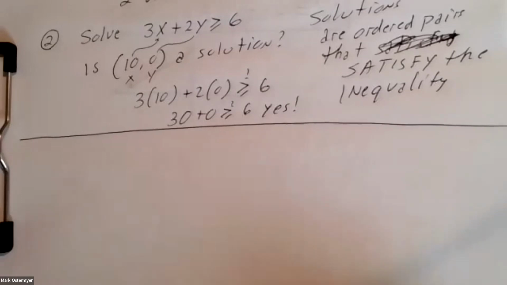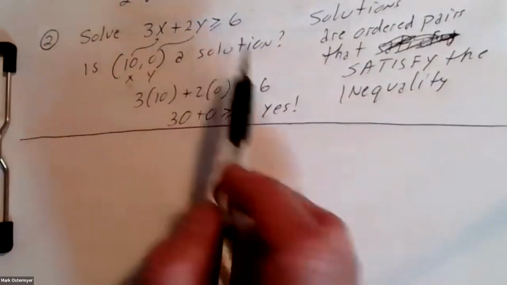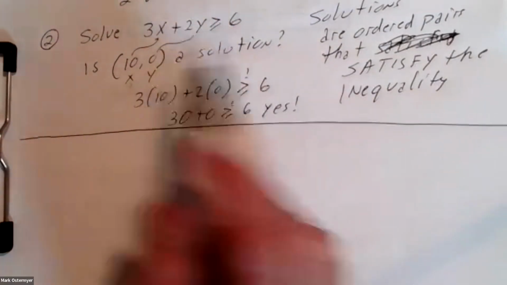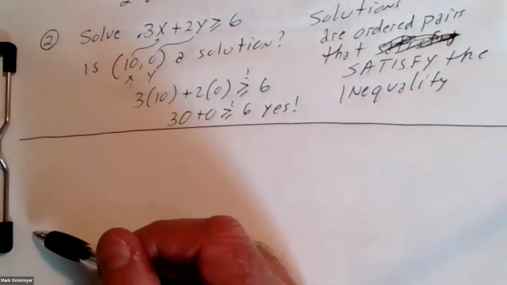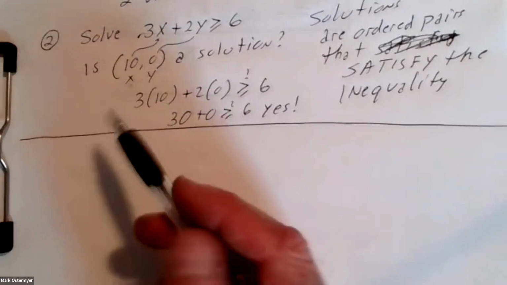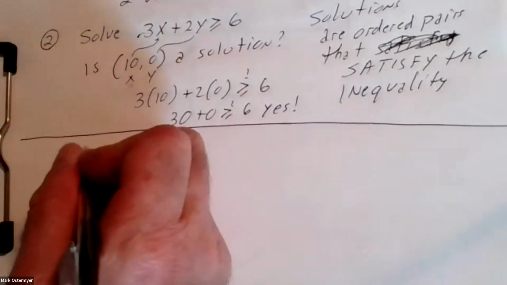Yes. All right. So there's no way I'm going to sit here and enumerate all the ordered pair solutions. There's too many. So how do we represent the infinite number of ordered pair solutions to this inequality? Well, we really don't, not directly. What we do is we graph the solution set.